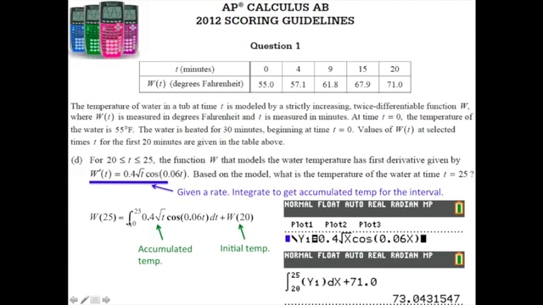So this should be a 20 here. This is a typo. When you have put the equation into F-int here, it makes it easier if you already have the equation in y1 so that you can use your vars key. So we're going to go from 20 to 25 of that function, get that accumulated temperature and add it to 71. So our water temperature is 73.043. Notice I've rounded to 3 decimal places, degrees Fahrenheit, after that 25-minute period.